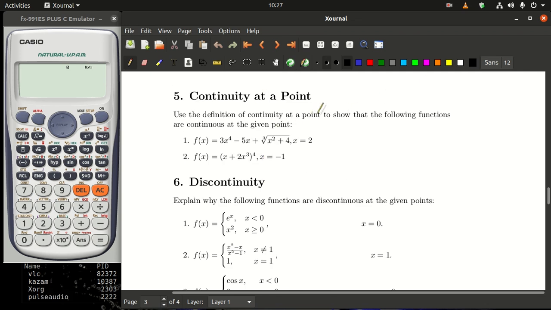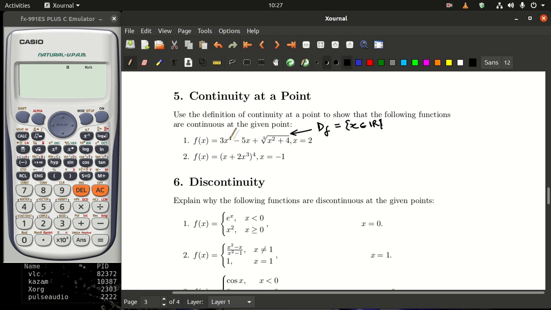Use the definition of continuity at a point to show that the following functions are continuous at the given point. What we actually mean by this is this. What is the domain of this particular function? The first thing you need to find is the domain of this function. The domain is always going to be x is an element of real numbers such that something happens.